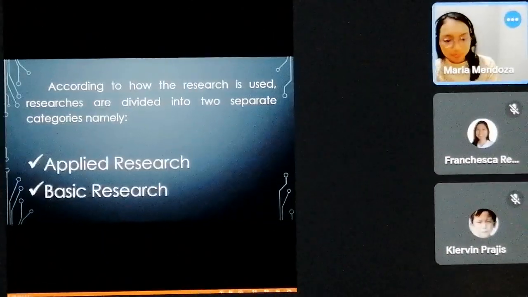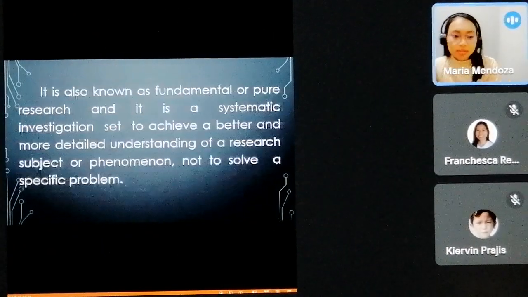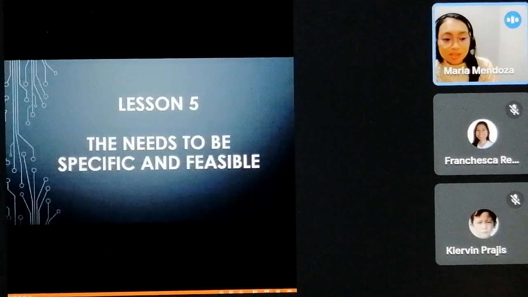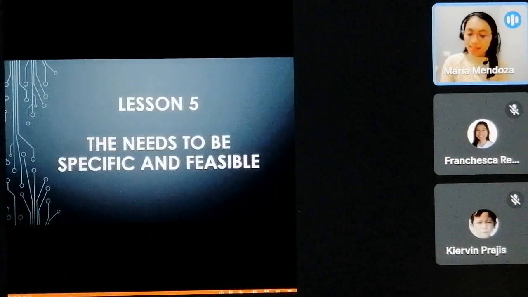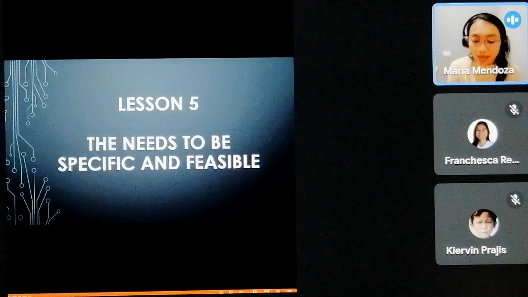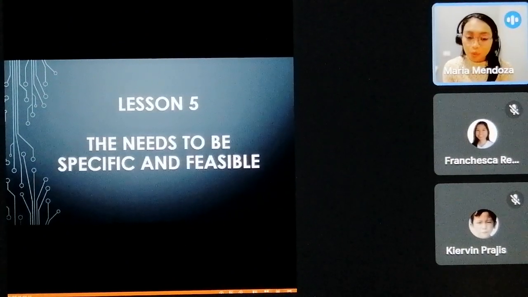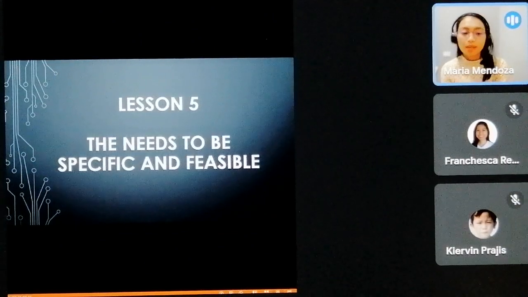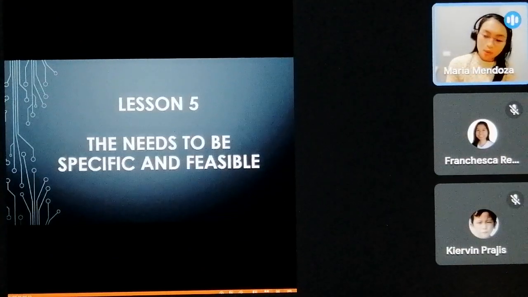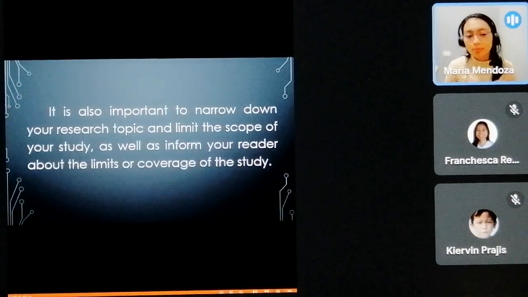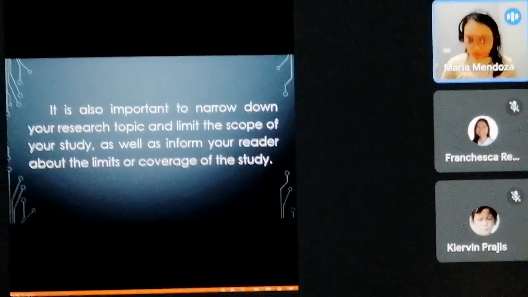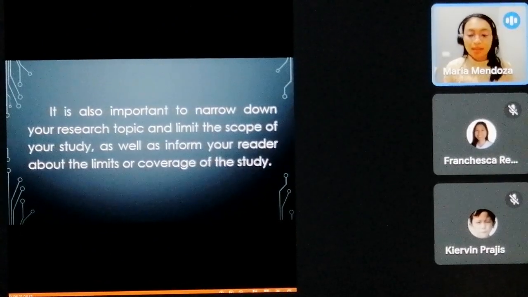So in lesson 5, we have the needs to be specific and feasible. Kasi nga, again, in research, we have to be very specific. We are not going to deal with broad subjects or problems. So be very specific, especially in your titles. Students, it's very important that you know how to narrow down your research. Narrow down means deductive reasoning, just like what we did in the social problems.